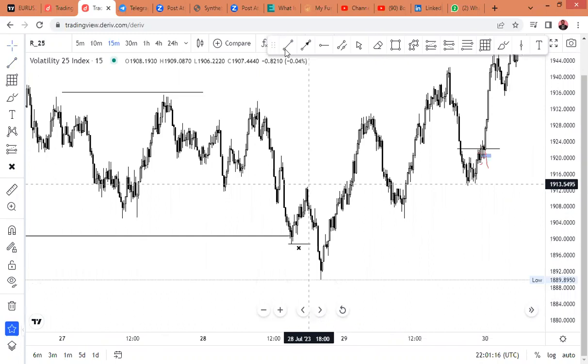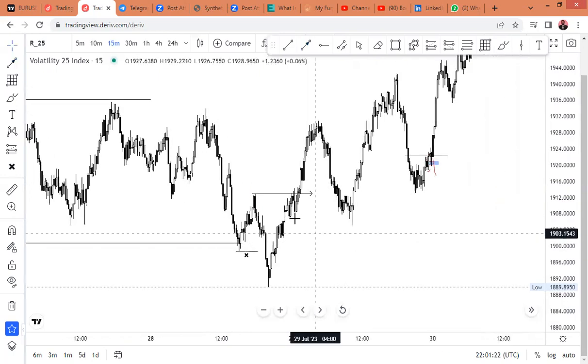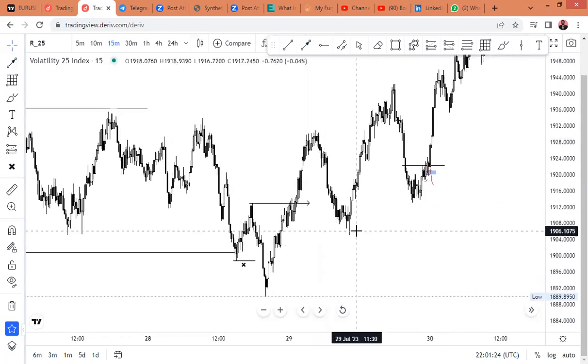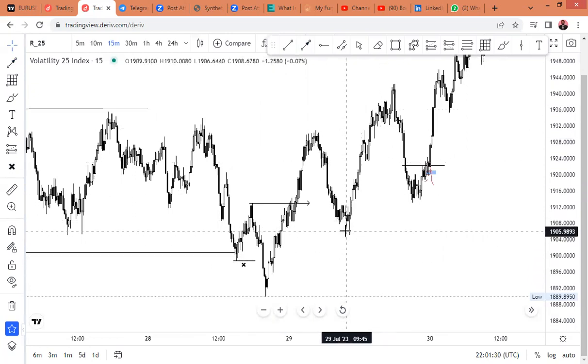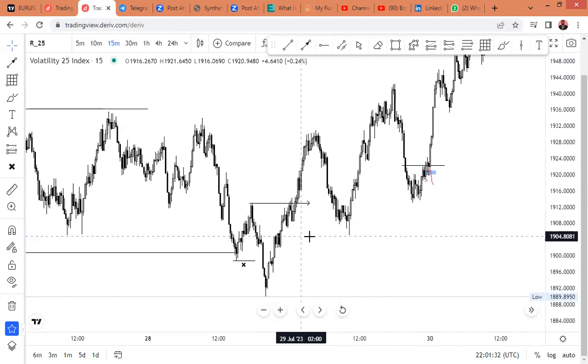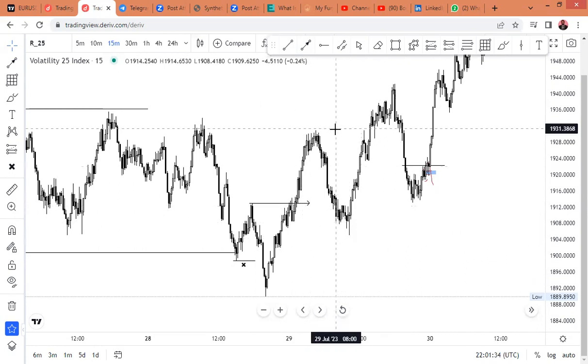Price did give you a break of structure, and then you start looking for entry. The price gave you that first move. Even if you didn't catch this first move, there's no problem. I caught the first move. You caught this first one? Yes, that was beautiful. Allow price to give you another confirmation.